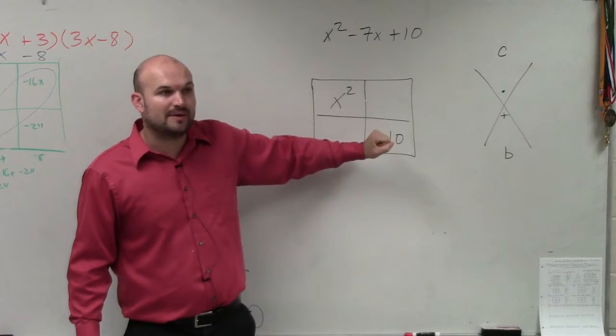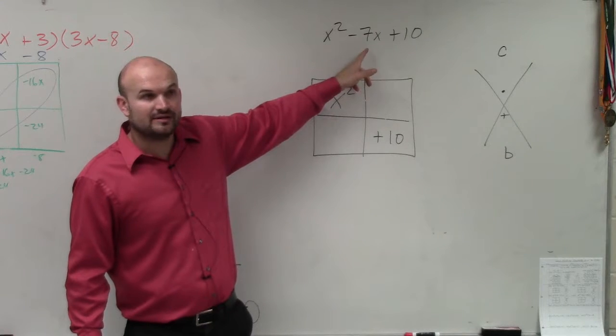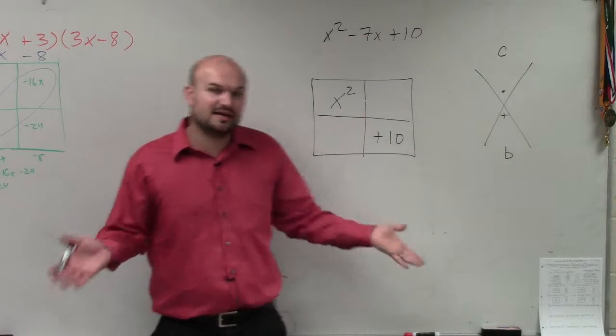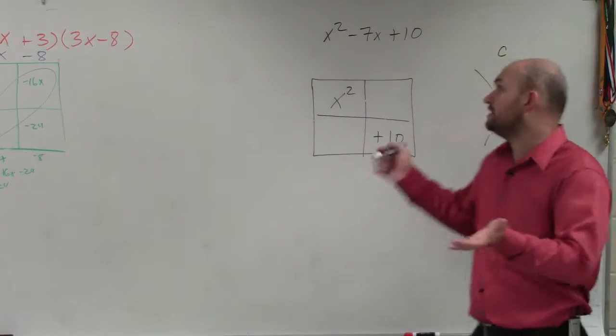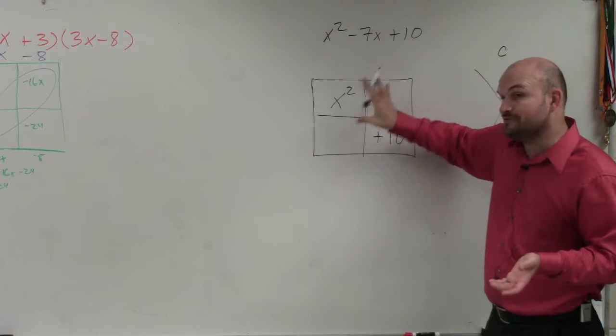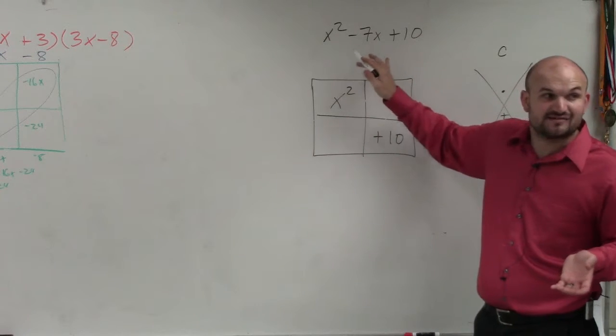Now, the issue that we have is we have a -7, and we only have two boxes for -7, right? We can't put -7 in both these because, remember, the area is supposed to represent x squared minus 7x plus 10. So I need to have two boxes that are going to represent -7x.